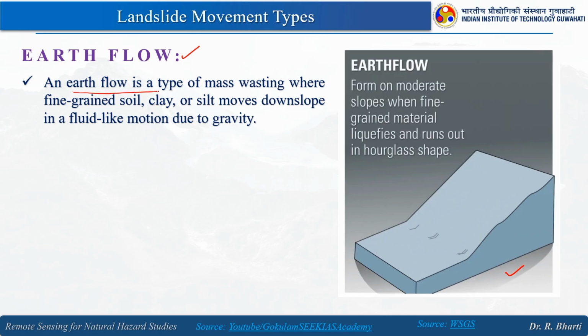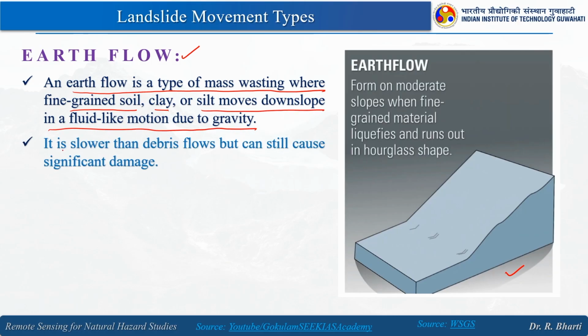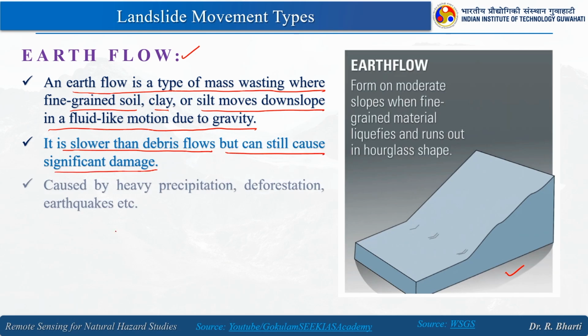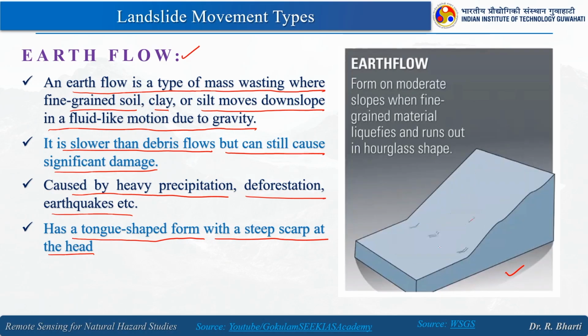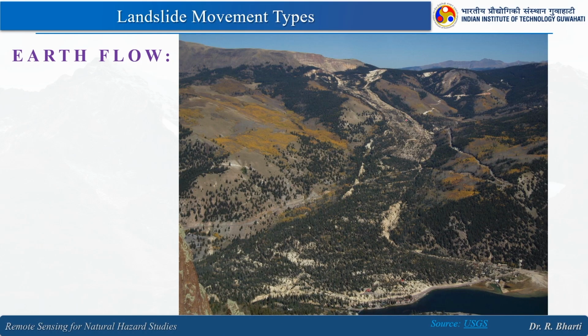An earth flow is a type of mass wasting where fine-grained soil, clay or silt moves downslope in a fluid-like motion due to gravity. It is slower than debris flows, but can still cause significant damage, caused by heavy precipitation, deforestation, earthquake, etc. It has a tongue-shaped form with a steep scarp at the head. So, here you can see. In the field you will see this kind of feature when we talk about the earth flow.